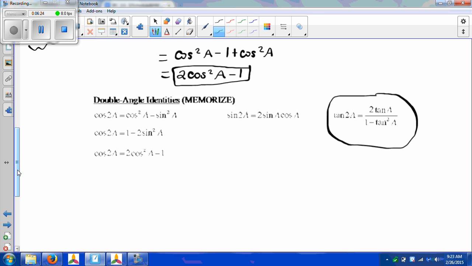Now, which cosine one to use all depends on what you're doing. If you're trying to get to just sines on the other side of an identity that you're verifying, then you would obviously want to use this one. If you want to only have cosines on the other side, then you would use this one. So it really just depends.